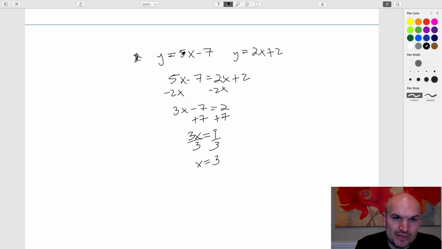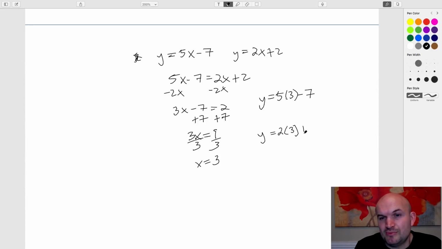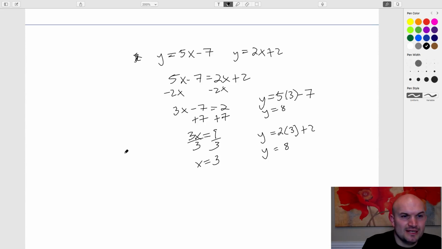Well, let's plug 3 into both these equations. Y equals, now, does it matter which equation you plug it into? No, it doesn't. So to show that, I'm going to plug it into both. So we have 15 minus 7, which is 8. And here I have 6 plus 2, which is 8. So if I was just going to plot this on a system of equations, I would have 1, 2, 3, and then 1, 2, 3, 4, 5, 6, 7, 8.